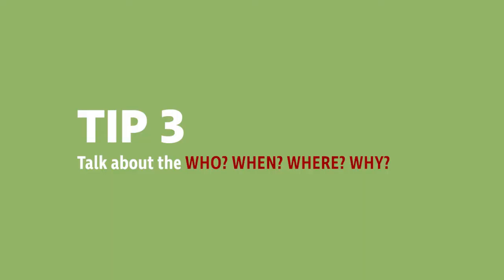Tip number 3, talk about the who, when, where, why. Imagine and talk about who this is, when and where this might be, and why the young man is meditating. It's a good idea to present 2 ideas for each aspect, which will also help you fill the time and use a variety of vocabulary.